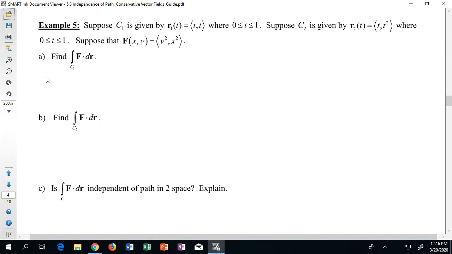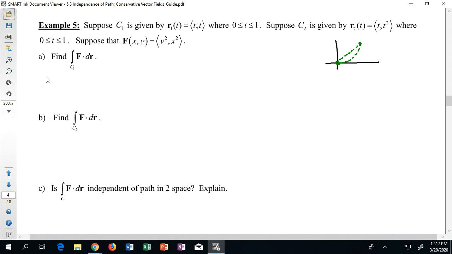Suppose that C1 is given by R1 and C2 is given by R2. Notice these are kind of the same functions that we started with at the beginning. We're still going to be dealing with starting at 0, 0, and going out to 1, 1. And we either have a line to take us there, or we have this kind of parabola path. But notice that I have changed the vector field. I've changed the vector field to be y squared, x squared.